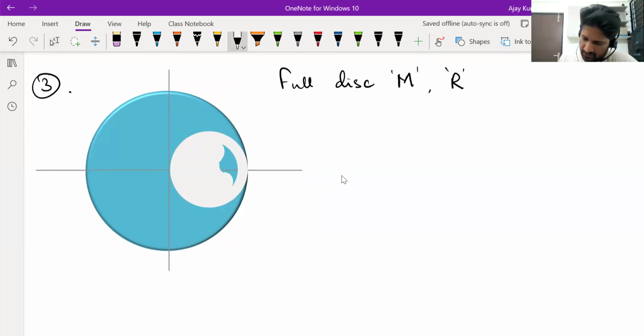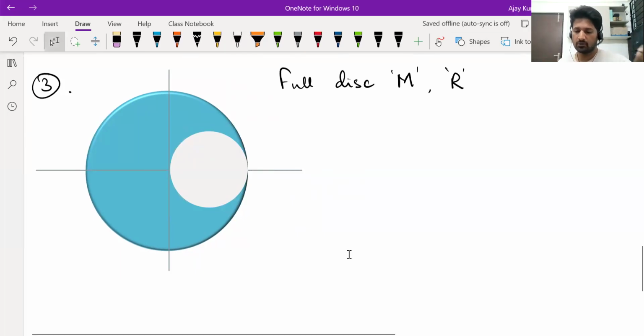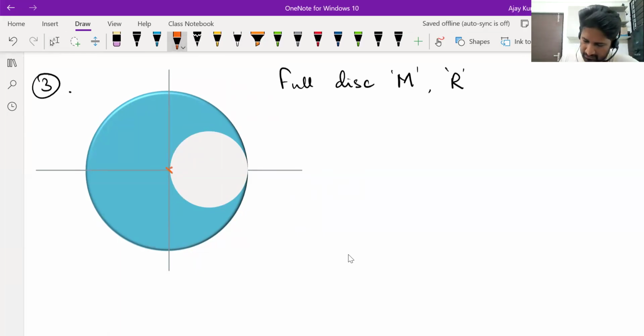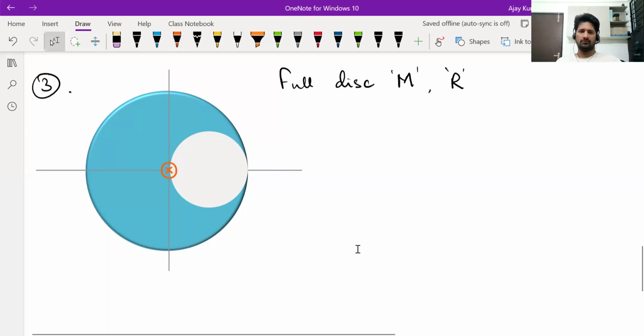So imagine this has been done. We removed this mass. Full disk mass was m, radius was r. From that, some mass has been removed now. I want you to find out the moment of inertia of the remaining mass about the z-axis. Think carefully and solve this, all of you.